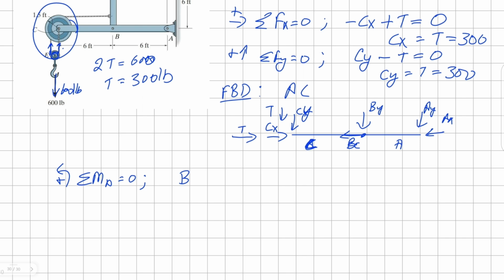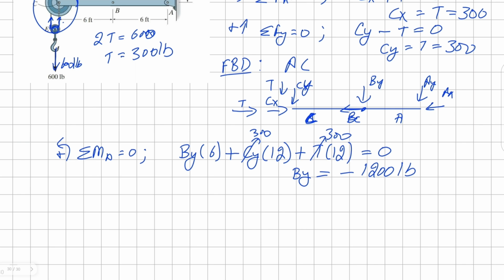First concentrated load we encounter is Py, and it's 6 feet away. Then we have Cy, 12 feet away, and we have tension from the cable, that's 12 feet away, all equals to 0. Solving for this, we get By. Now we can sum the forces in y direction to get the value of Ay.